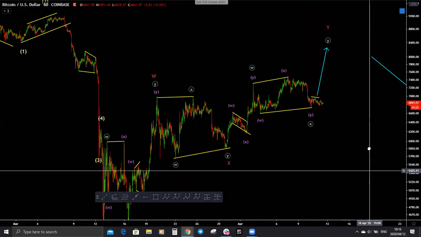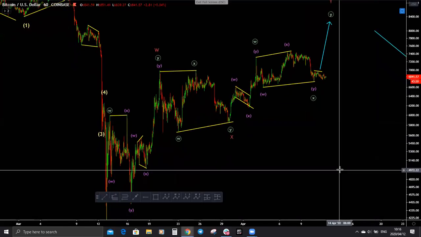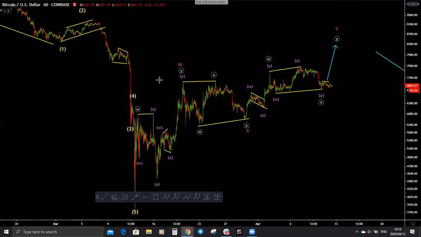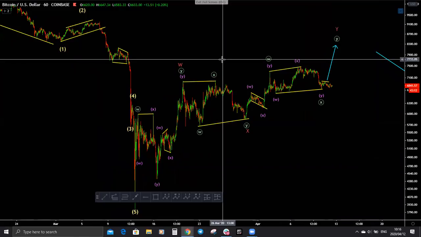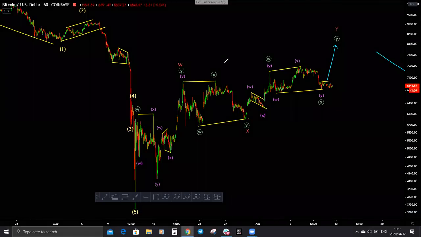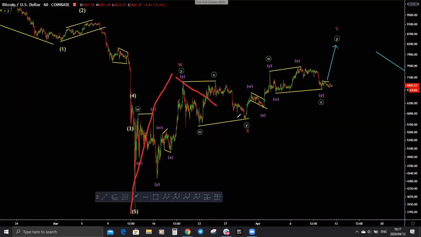Let's have a look at the whole structure here. Why are we looking at that to make another move to the upside? So Bitcoin and the rest of the cryptocurrencies, we're looking at, follow the red here. Follow the red degree, the W in red there, that is the W in red, the X in red, and we're looking for this one to make a move here.